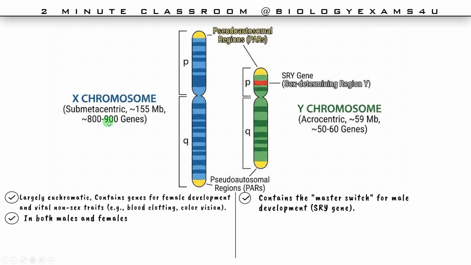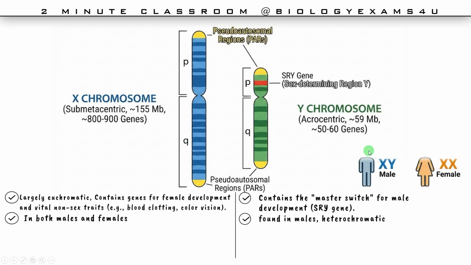X chromosome is present in both males and females, whereas Y chromosome is present only in males. As you see, the genotype of male is XY. So the male is heterogametic, can produce X sperm and Y sperm, whereas female is XX, can produce only one type of gamete, that is X gamete.